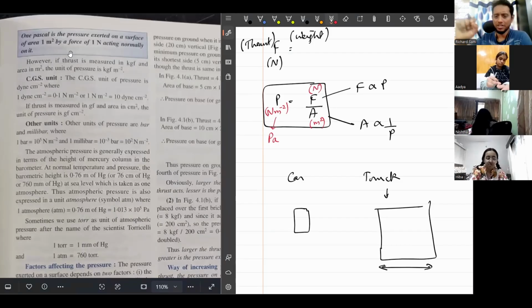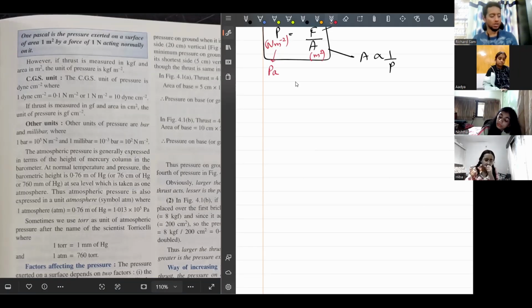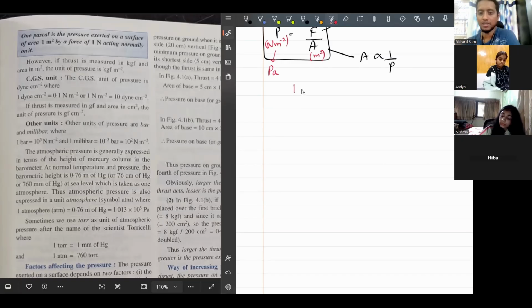Keep your notebooks open, just write down these small points, then we'll move on. What is the definition of 1 Pascal? So for that, we just write.